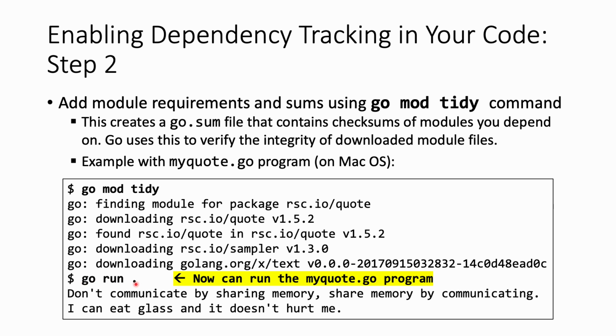When go mod tidy is completed, we can now run the mycode.go program using the go run command. Here we can simply type the period instead of mycode.go as the argument to the go run command, because this command will run all the Go programs in the current directory, and that's only mycode.go in the current directory.